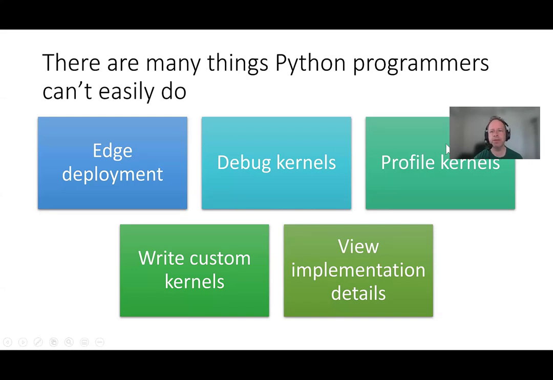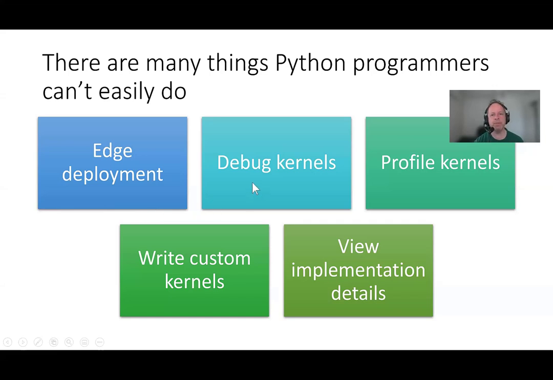So what's the issue? Well, the issue is that for Python programmers, there are things that they either can't do at all or can't do conveniently. Because it ends up being turned into these very big C libraries or pre-compiled libraries, edge deployment can be very difficult. For example, when you install PyTorch, you're actually installing over a gigabyte download. Trying to turn your Python code into something that you can then put onto a mobile phone or a Raspberry Pi or whatever is incredibly challenging.